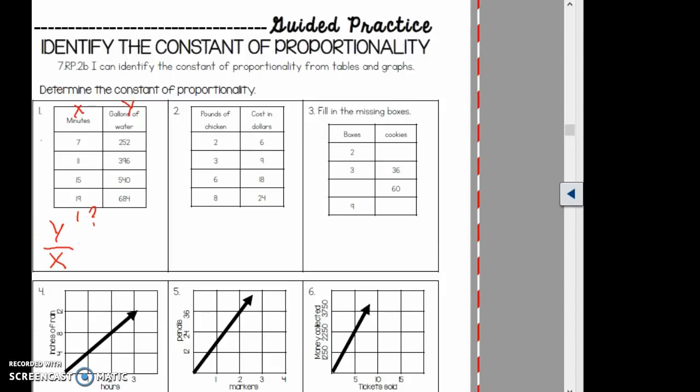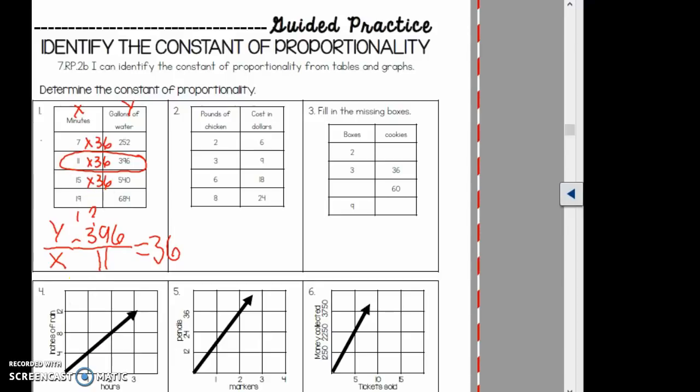And Alex picked a y and an x there for us. Okay, and write it as a ratio. And Alex is going to put an equal sign here. And Alex, I did the work for you, but 396 divided by 11 equals 36. So what that means is any one of these numbers, if I multiply them by 36, I should get my y values.